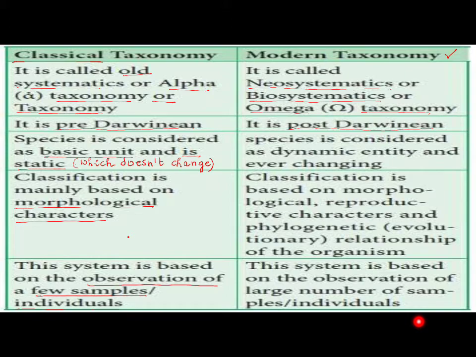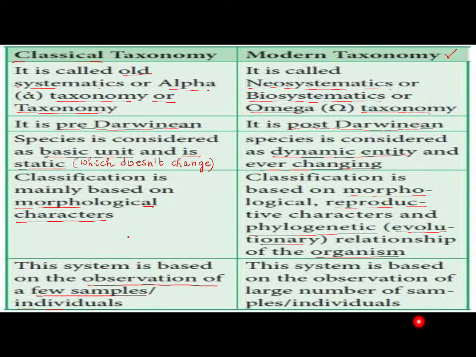Okay, and now modern taxonomy, species is considered as dynamic entity and is ever changing. No species is constant. We always get a new species. Classification is based upon morphological, reproductive characters and phylogenetic. Phylogenetic means evolutionary history of the organism. So I will understand organism as a whole entity. I will not simply base it on few characters. That's what I told you.